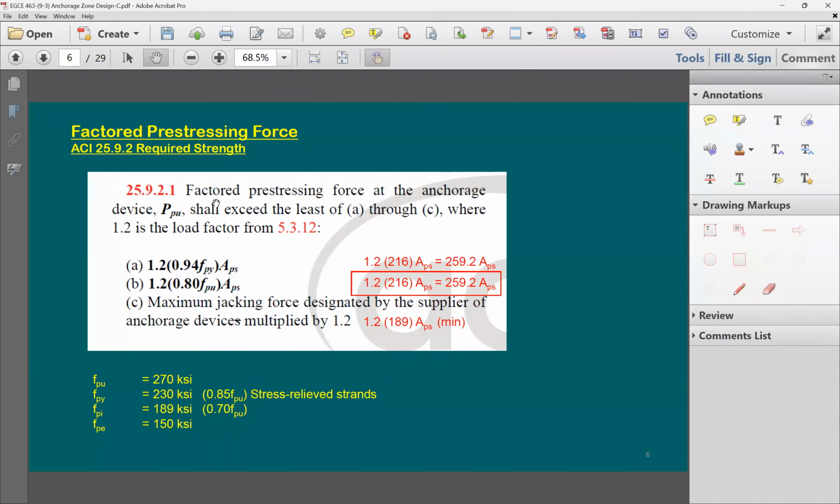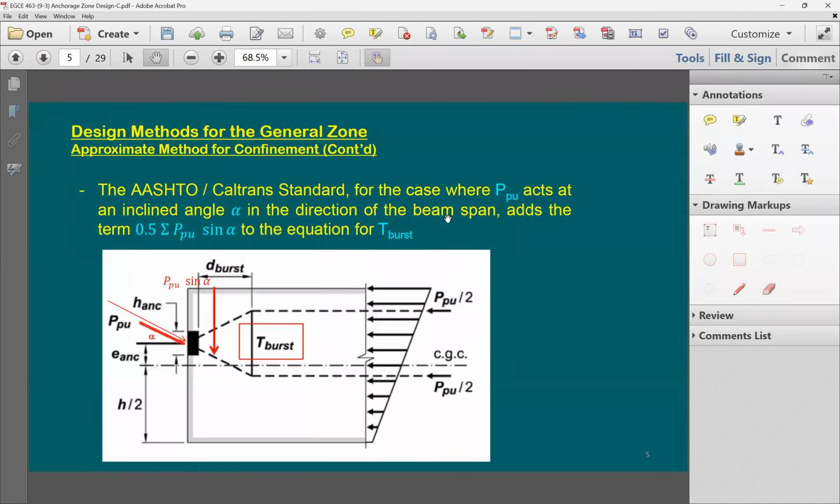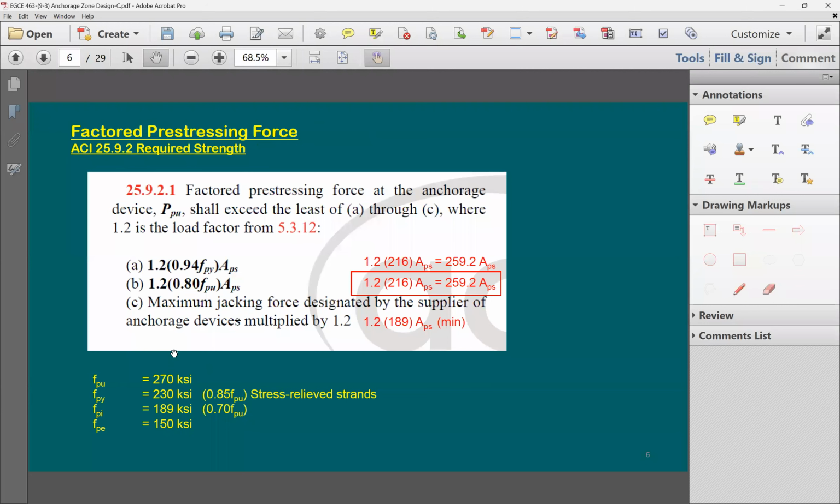And then it says here the factored prestressing force that you're going to be using in the anchor design. It's going to be the force that you use here in this equation, right? It is going to be equal to the least of A through C, which means I need to try this equation, try this equation, try this equation. At the end, I'm going to be taking the smaller of all of them.